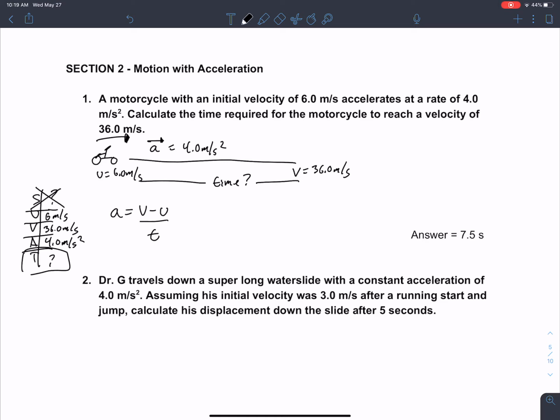So to solve for time, I'm going to rearrange this formula. T is equal to V minus U divided by A. So T is equal to 36 minus 6 divided by 4. Okay, so the answer is going to be T is equal to 30 divided by 4, which is 7.5 seconds.